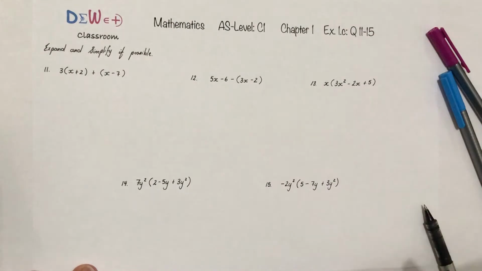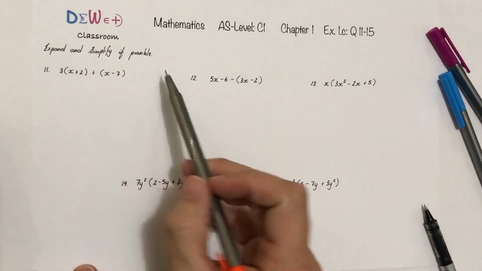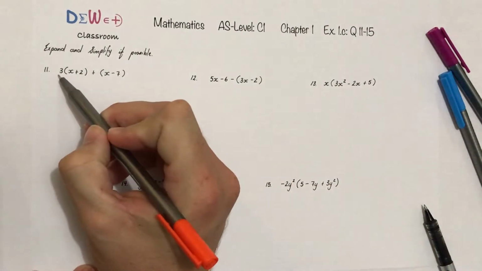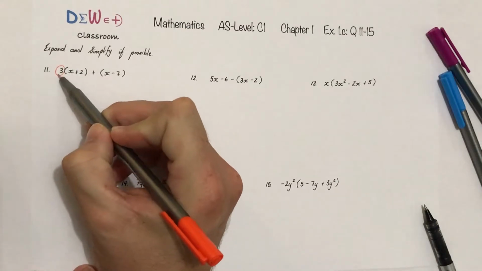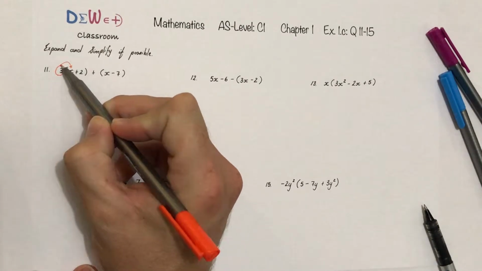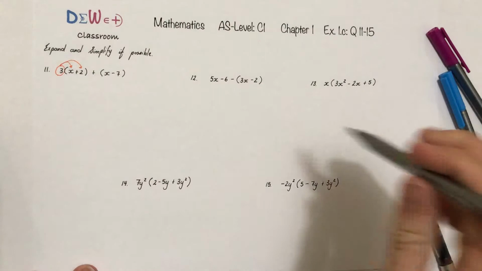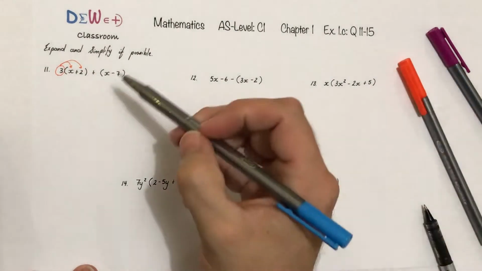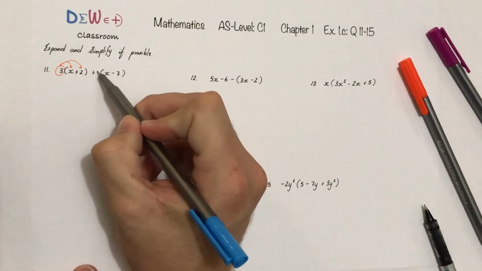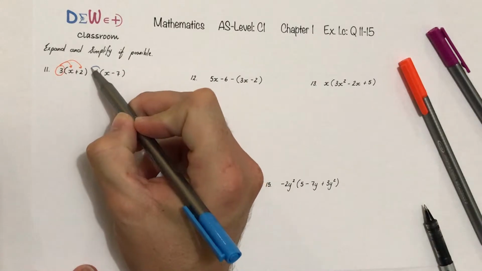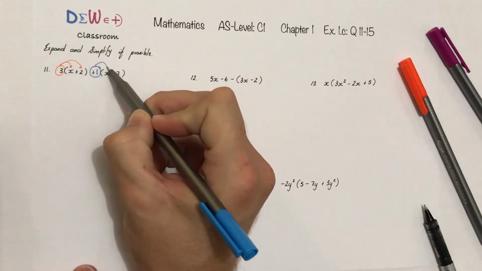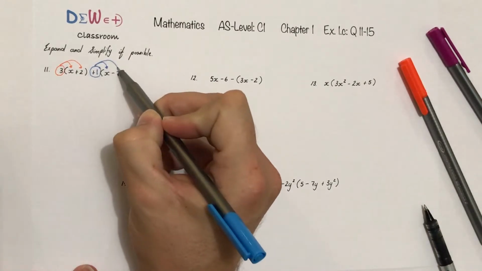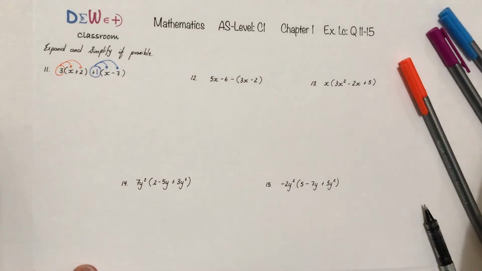In this question, as with the previous ones, expand and simplify if possible. We are taking the term outside of a bracket and multiplying it with each term inside of the bracket. Please note, in this one, it says plus, and there is a 1 over there. So it will be plus 1, and it has to be multiplied with each term inside of the bracket.